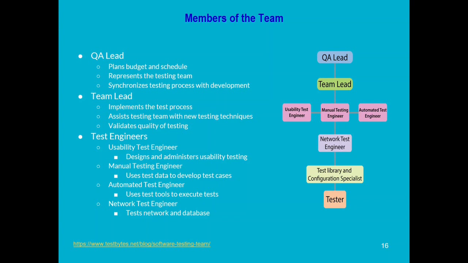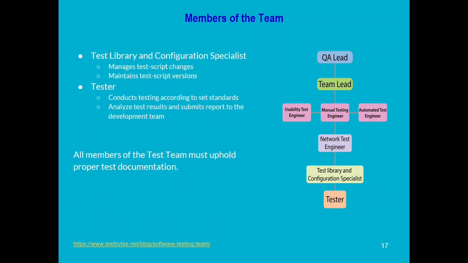Our usability test engineer designs and administers usability testing. The manual testing engineer uses test data to develop test cases. The automated test engineer uses test tools to execute tests. And the network test engineer tests the network and the database. The test library and configuration specialist manages test script changes and maintains the test script versions. The tester conducts testing according to set standards, analyzes test results, and submits reports to the development team. And all these team members must uphold proper test documentation.